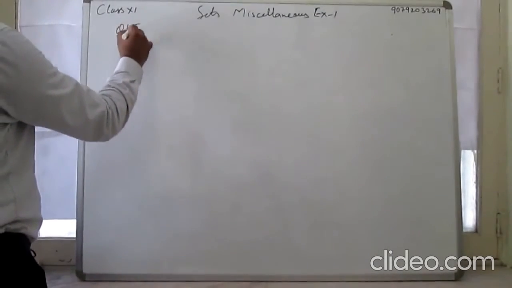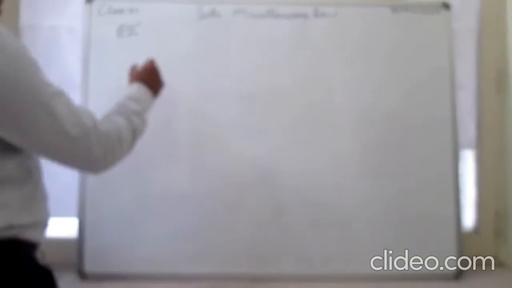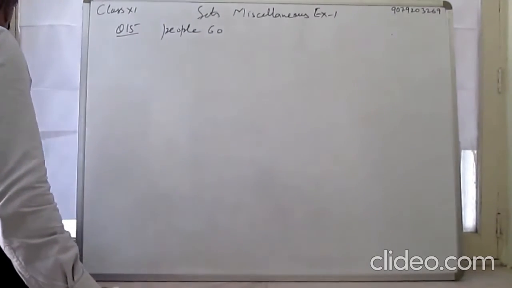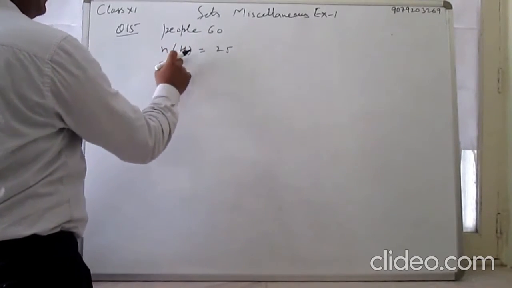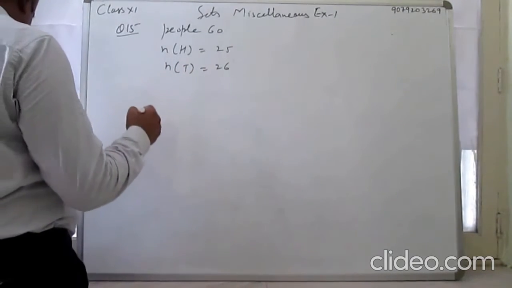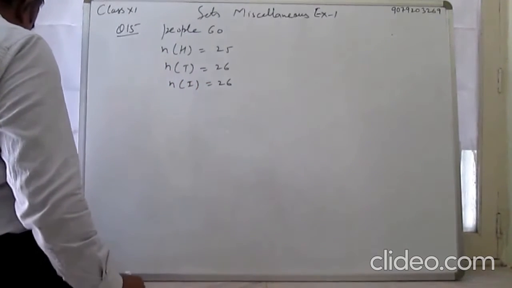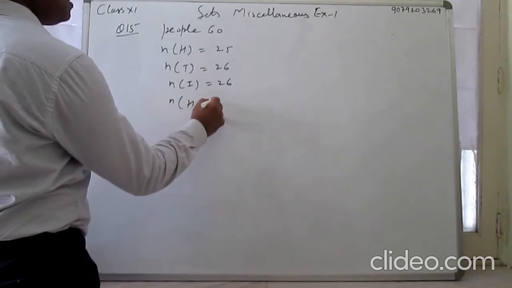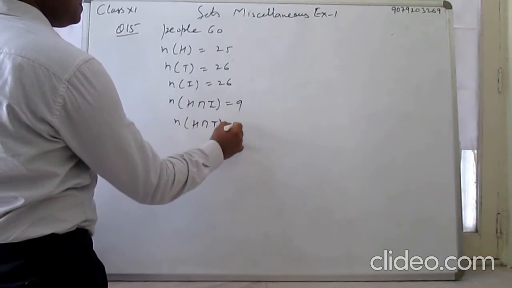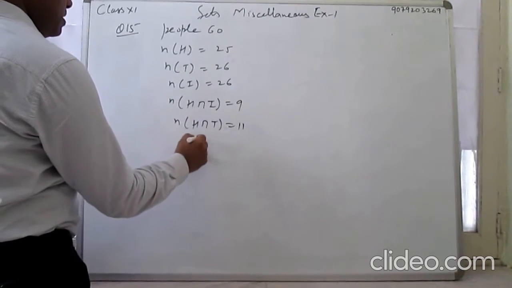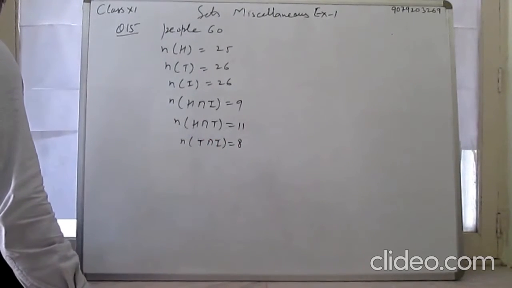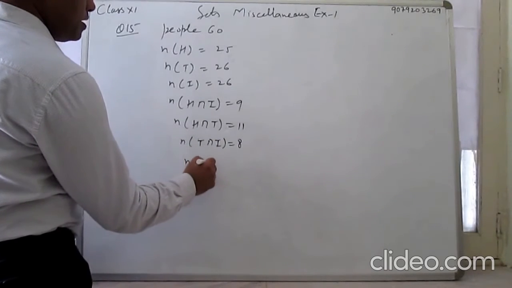Question 15. In a survey of 60 people, it was found that 25 read newspaper H, 26 read newspaper T, 26 read newspaper I, 9 read both H and I, 11 read both H and T, 8 read both T and I, and 3 read all the newspapers, H, T, and I.